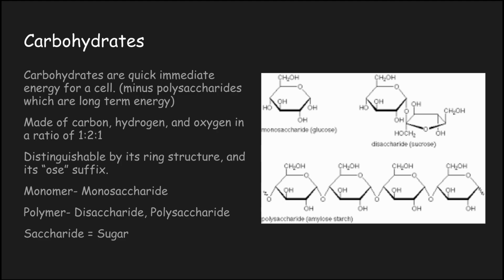So let's get into the 4 macromolecules I stated before. We have carbs up first. These are going to be your quick, immediate energy sources for the cell, minus polysaccharides, which can be used for long-term energy. You're going to see these made of carbon, hydrogen, and oxygen with a ratio of 1 to 2 to 1. So you're going to have 1 carbon, 2 hydrogen, and 1 oxygen. So for example, glucose is 6 carbon, 12 hydrogen, 6 oxygen. So you're just going to see that ratio of atoms in your carbs.